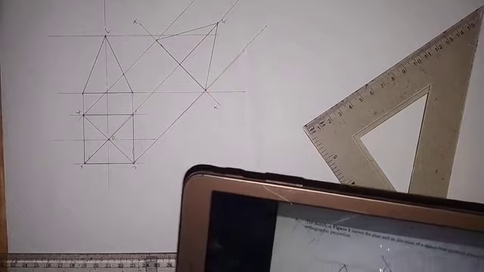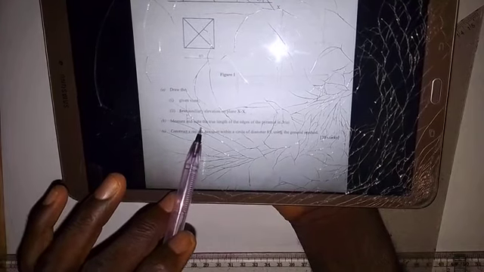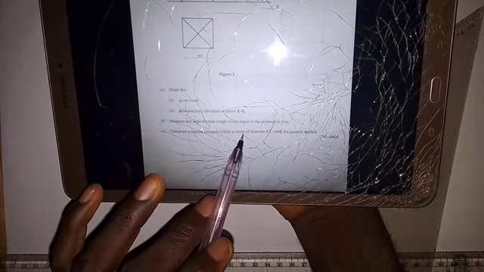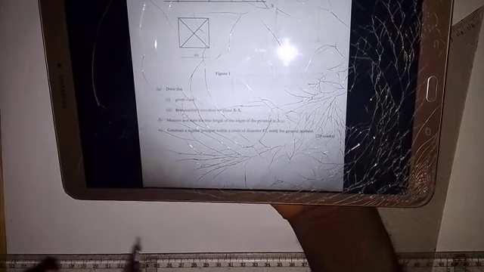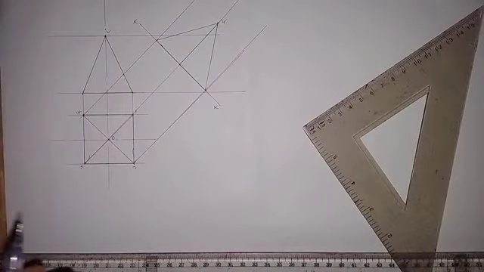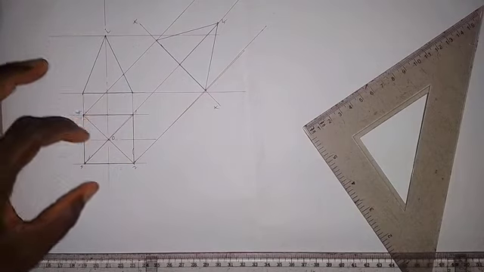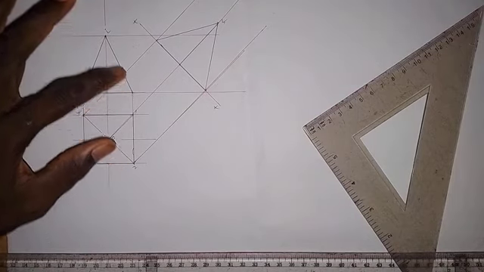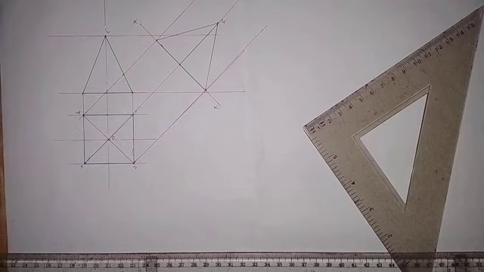The next thing that we are going to do here is to answer question 3b, which says to measure and state the true length of the edge of the pyramid in 3a. So we need to find the true length. When a square is positioned in this form, this line is not the true length at all. So how can we get the true length?